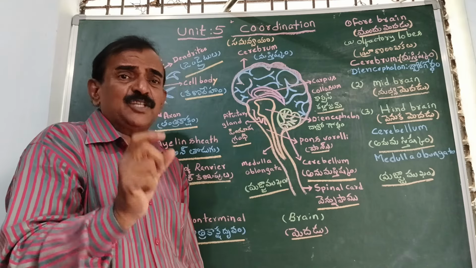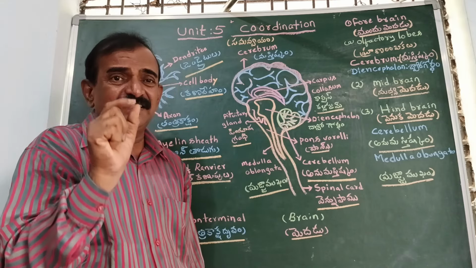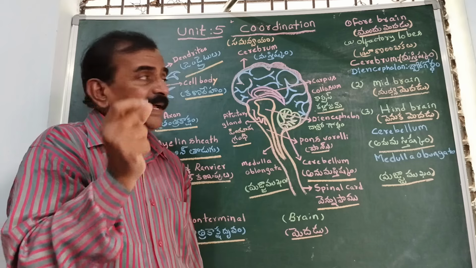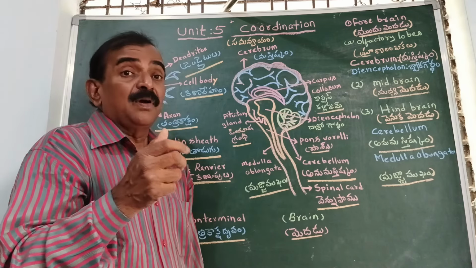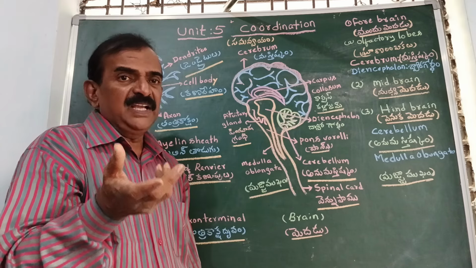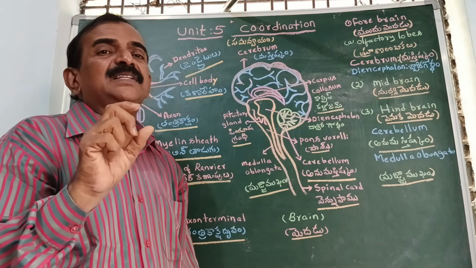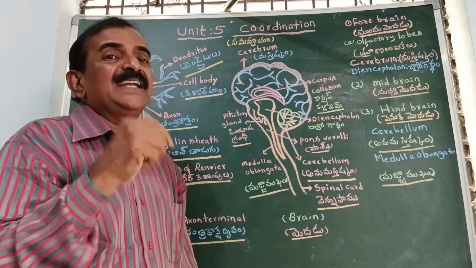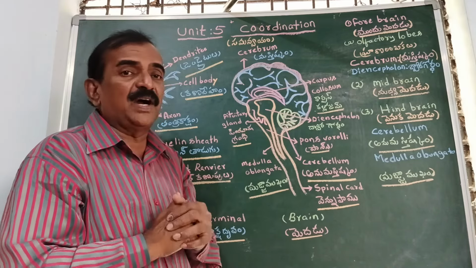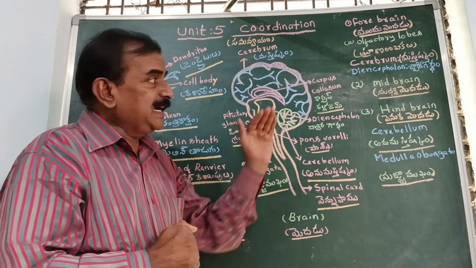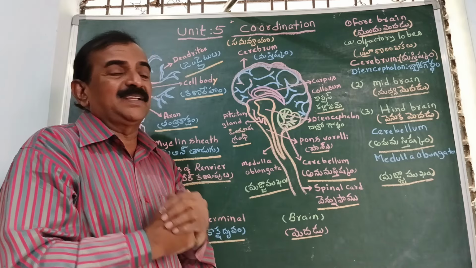And midbrain is a thick, stalk-like structure, and it consists of what? It consists of optic lobes, and it is mainly concerned with sight and hearing. Sight and hearing, these activities are under the control of what? Midbrain. And below the midbrain, we can see the presence of what?